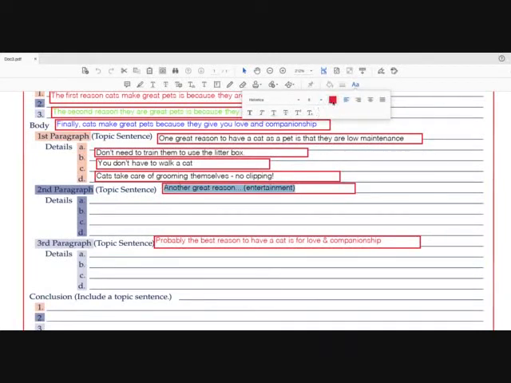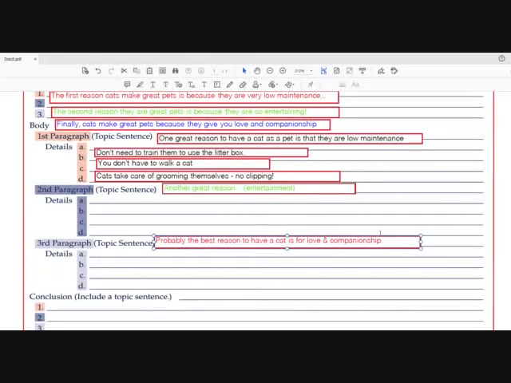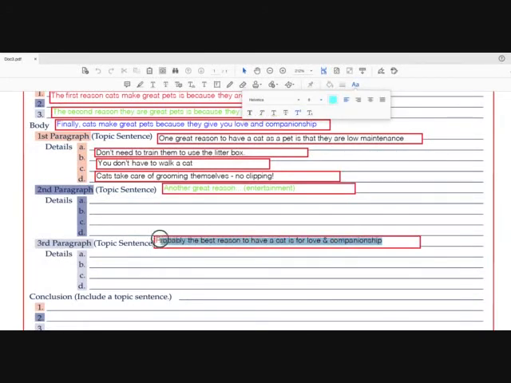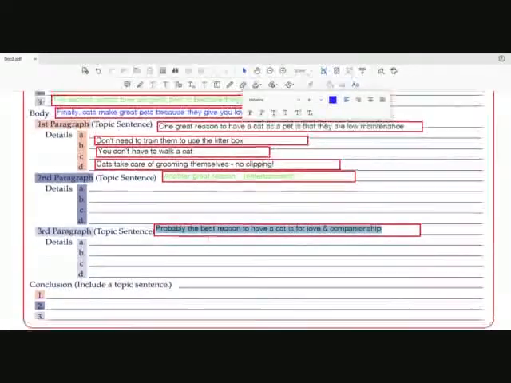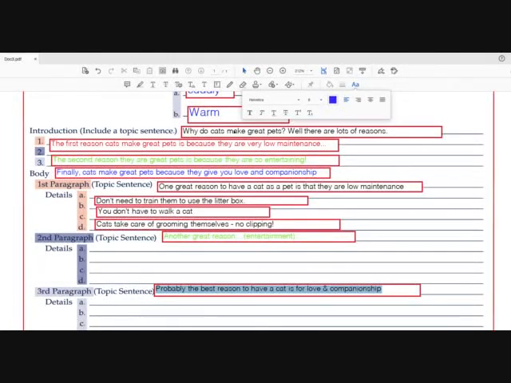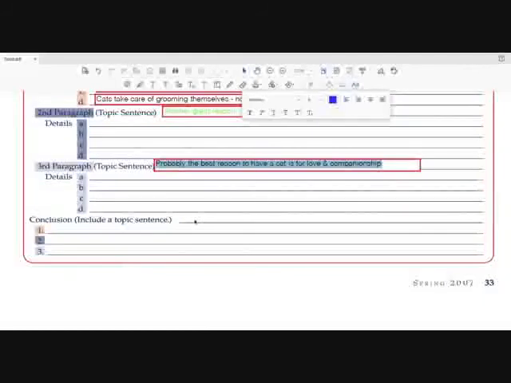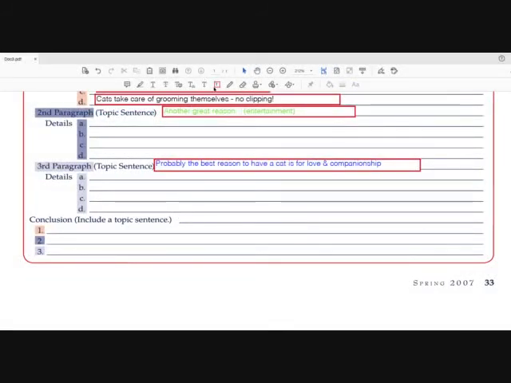The entertainment value and love and companionship. It's blue. Okay. And then the conclusion is just a mirror of the introduction. So again, you'd give them a sentence to finish it off.